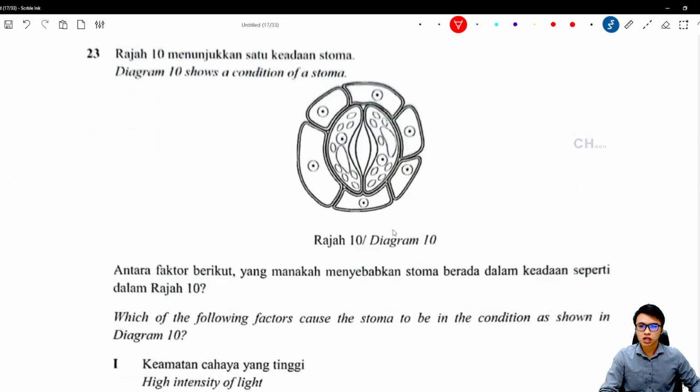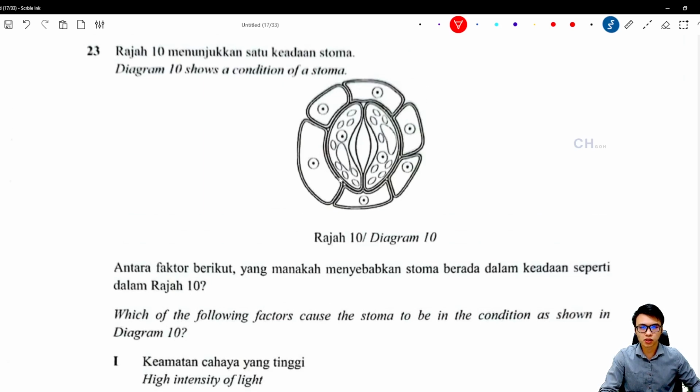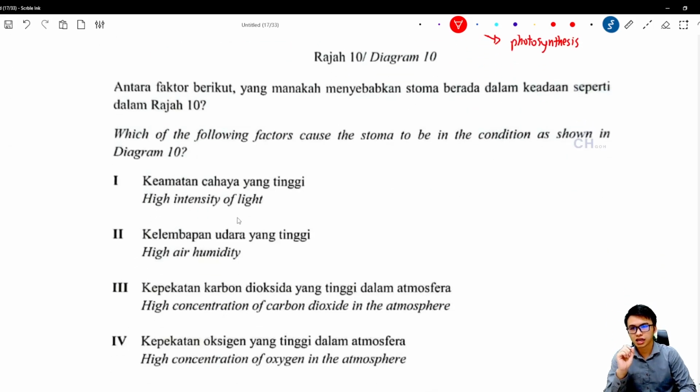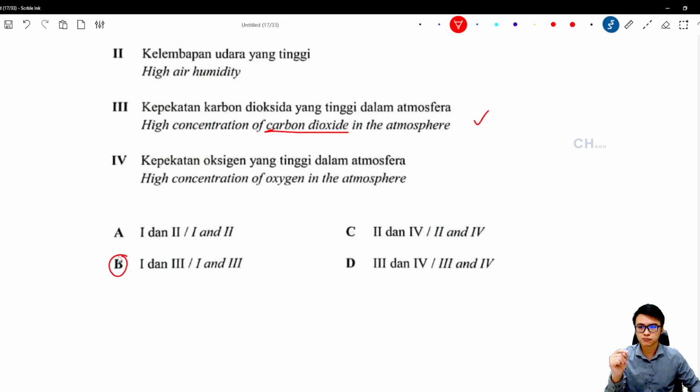Okay, question 23. Question 23 is talking about the guard cell. The guard cell is opening. Why does the guard cell want to open? To take in carbon dioxide in order to carry out photosynthesis. To carry out photosynthesis, the plants must be under certain conditions, which is high light intensity. Yes, they need light for photosynthesis, and then a high concentration of carbon dioxide. So the answer here for question 23 is B.